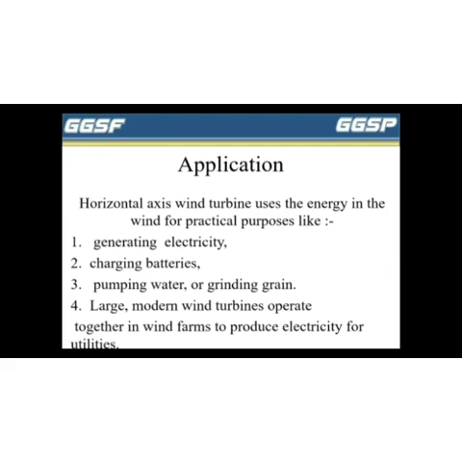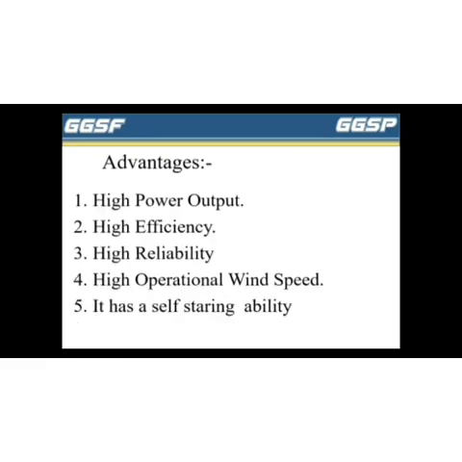Applications. The horizontal axis wind turbine uses the energy in the wind for practical purposes like, first, generating electricity, second, charging batteries, third, pumping water or grinding grain, fourth, large modern wind turbines operate together in wind farms to produce electricity for the utilities.